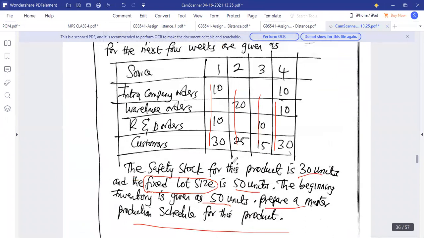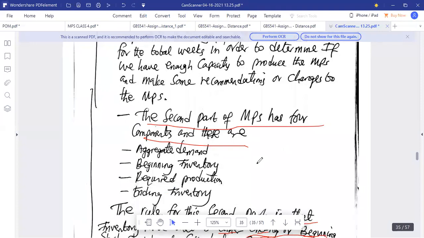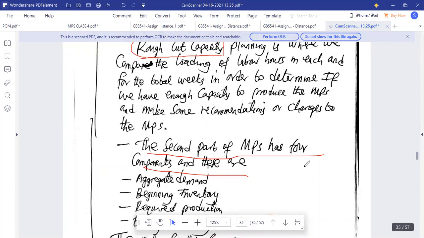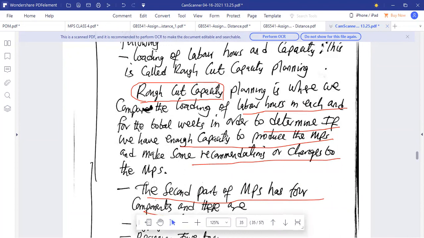So we need to go now and look at the first part of it. It's just the order that we started from the second one, but we still have to go to the rough cut planning, which is the first part of the master schedule. Now, the rough cut planning compares the loading of labor hours in each week and for the total weeks in order to determine if you have enough capacity to produce the MPS and make some changes to the master schedule. So you simply compare the loading of hours with capacity in each week.